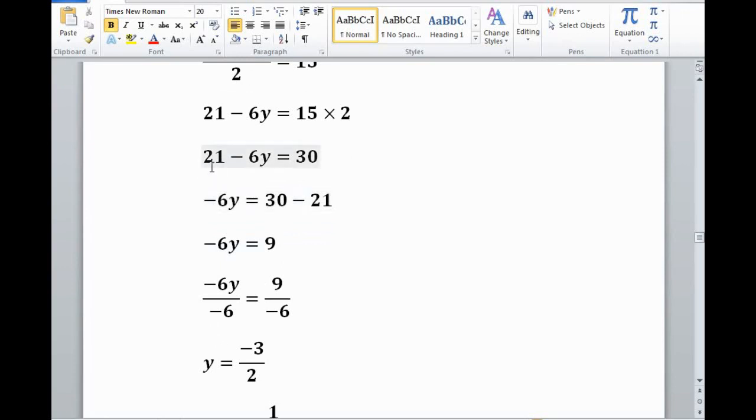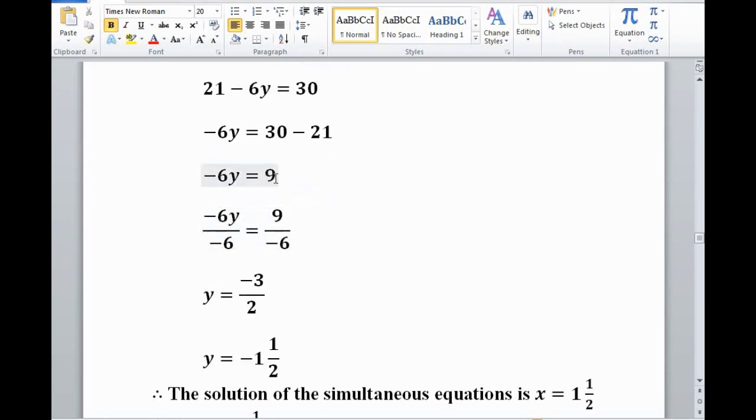Now let's take this 21 to the right hand side. Then we have negative 6y equals 30 negative 21. You can also subtract 21 on both sides of this equation, and then negative 21 and positive 21 will cancel out each other, and on the right side you'll have 30 minus 21, because we want to eliminate this 21 from the left hand side. So now we have negative 6y equals 30 minus 21. If we subtract 21 from 30, we get 9.